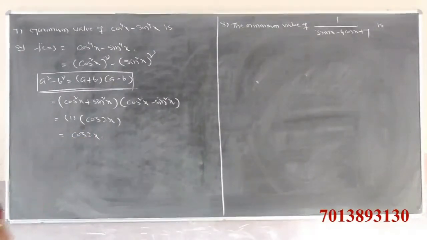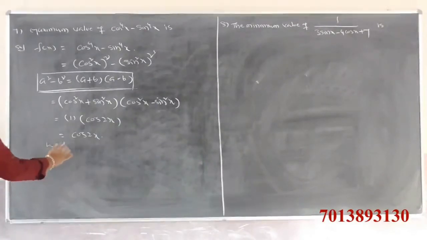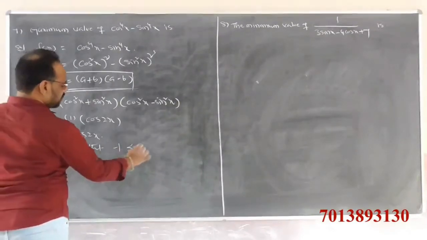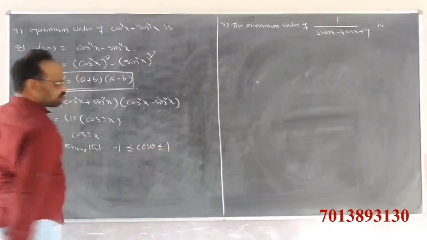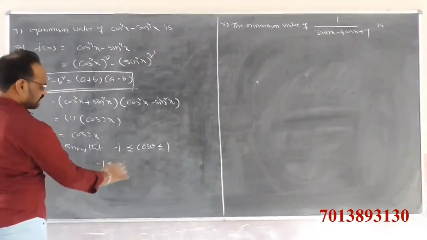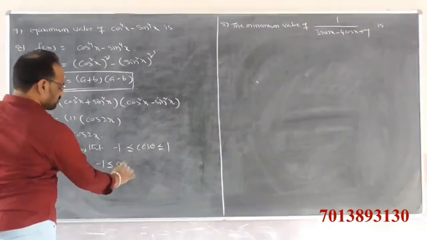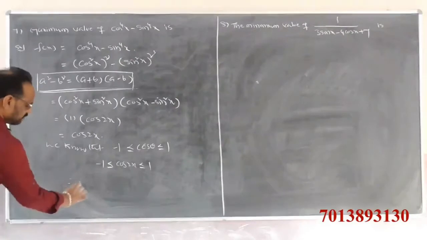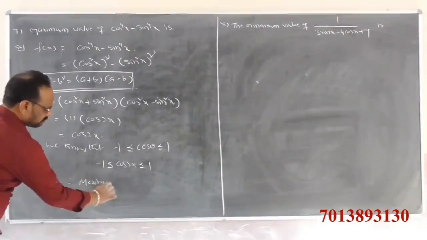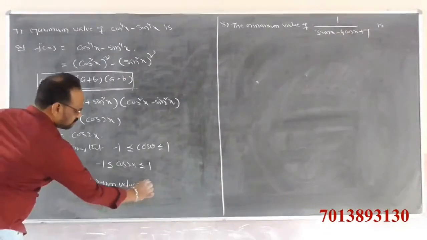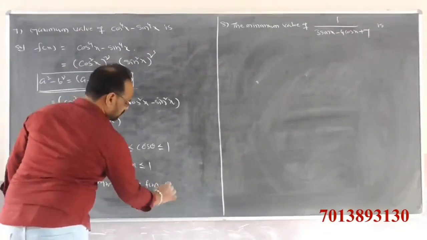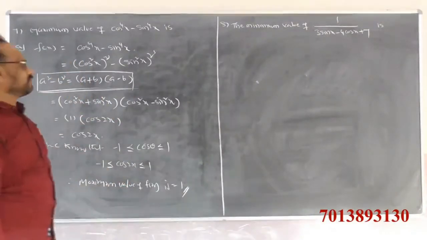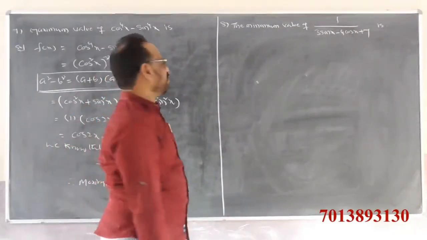We know that cos theta lies between minus 1 and plus 1, so cos 2x also lies between minus 1 and plus 1. We want the maximum value, therefore the maximum value of f of x is clearly plus 1. Next, 8th one, observe here.